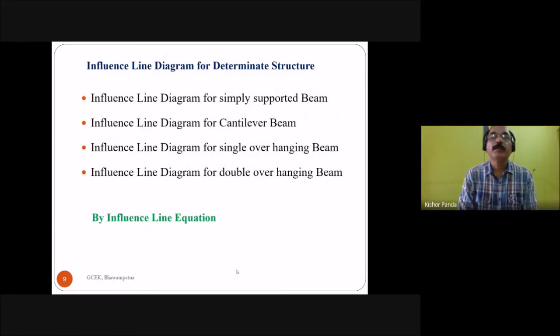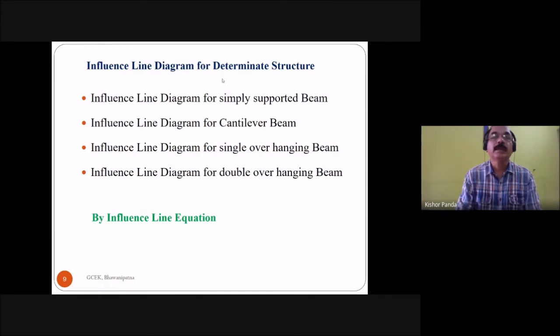Influence line diagram for determinate structure. Coming to the influence line diagram for determinate structure, you know what a determinate structure is. A simply supported beam is a determinate structure, a cantilever beam is also a determinate structure, and an overhanging beam is also a determinate structure. Here we will discuss the influence line diagram for determinate structures.